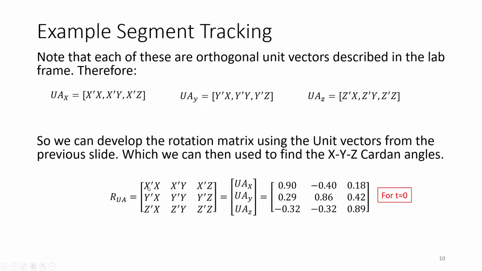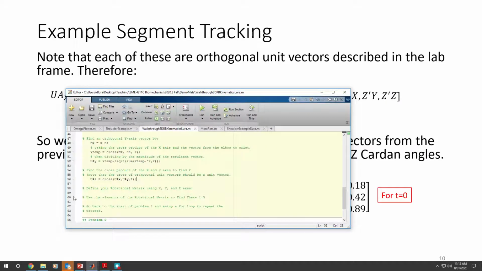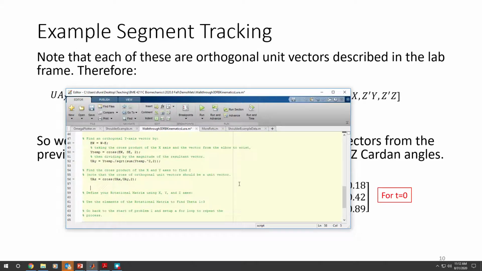So again, if we look at our first row here, it's our X prime on X, X prime on Y, X prime on Z. Well, that's the X-axis of our upper arm frame as we described it, right? So what we can do is just stack each of these rows on top of each other for each time to get our rotational matrix at each time period. So let's do that. So first thing I'm going to do is make a for loop.